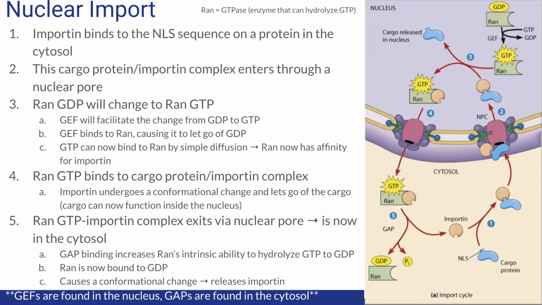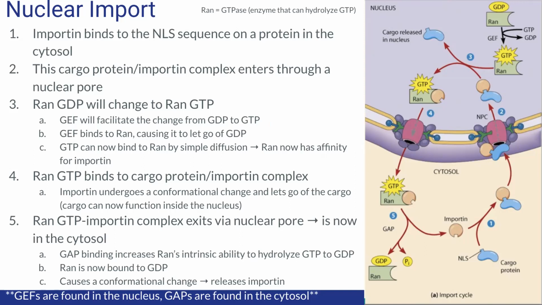RAN GTP, still bound to importin, is going to help importin leave the nucleus through a nuclear pore. And then once in the cytosol, RAN GTP needs to let go of importin, and GAP is going to help it do so. So remember that RAN GDP doesn't have good affinity for importin. It's the same whether it's in the cytosol or the nucleus. RAN GDP will have poor affinity for importin.